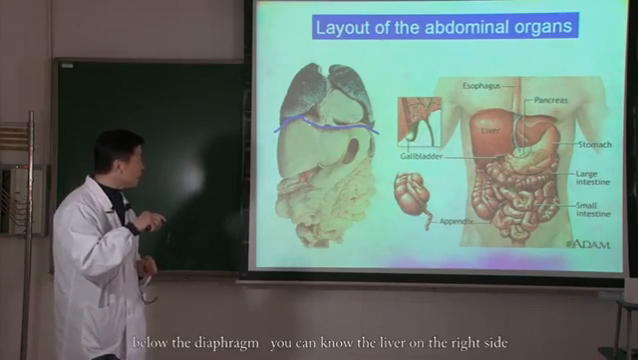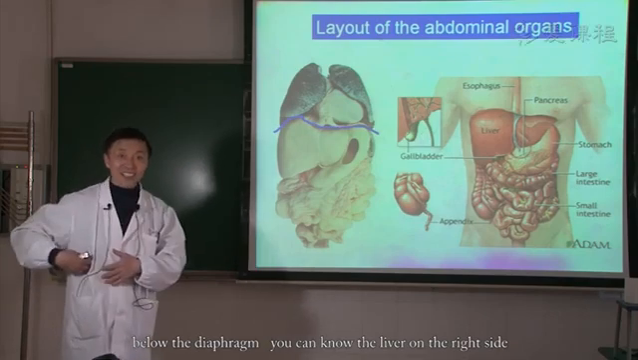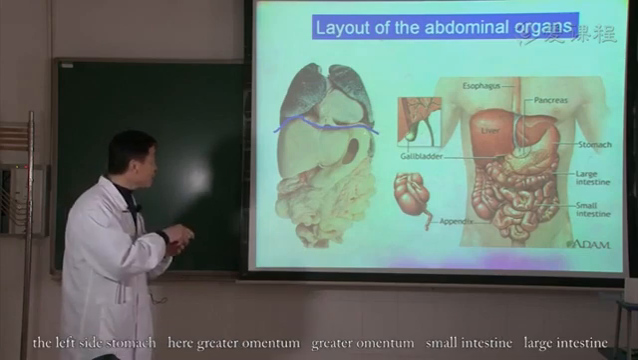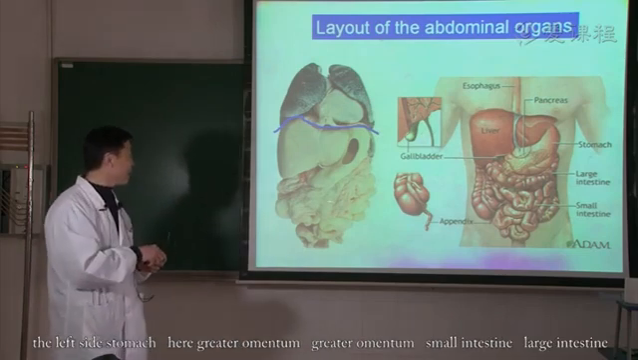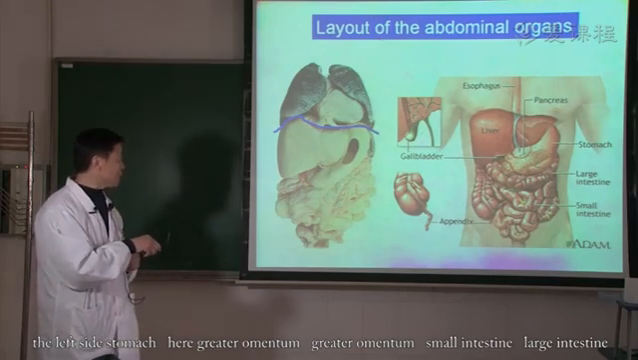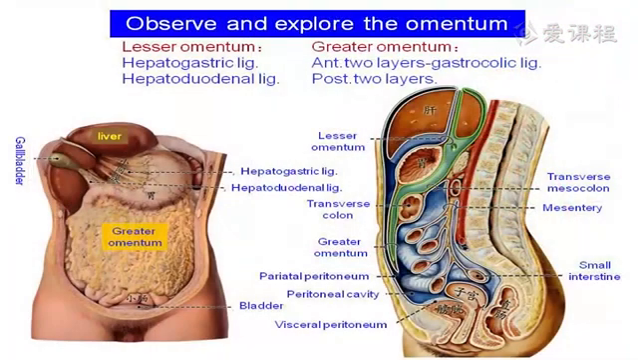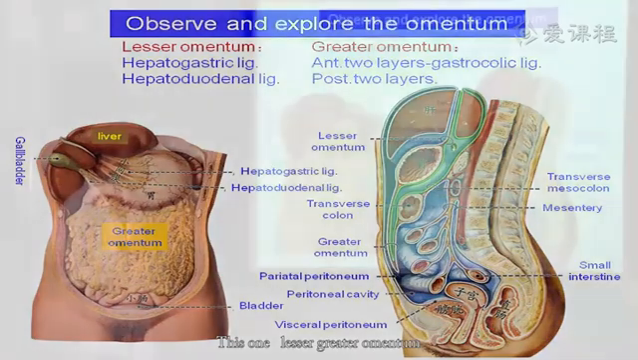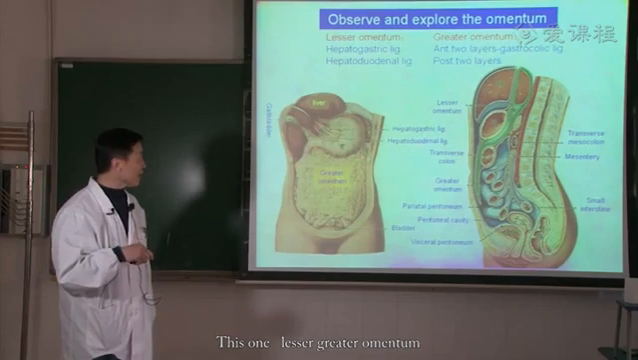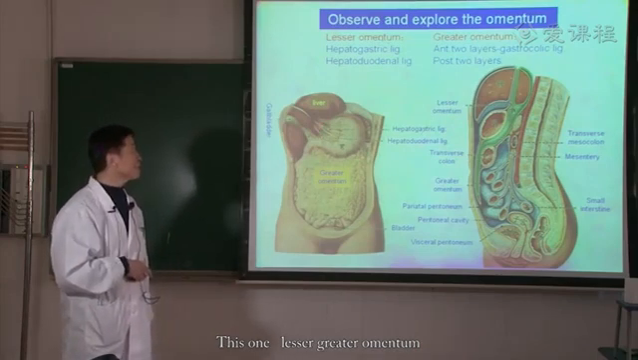Below the diaphragm, you can see the liver. On the right side and middle, liver. The left side, stomach. Here, greater omentum, small intestine, large intestine. Lesser and greater omentum.